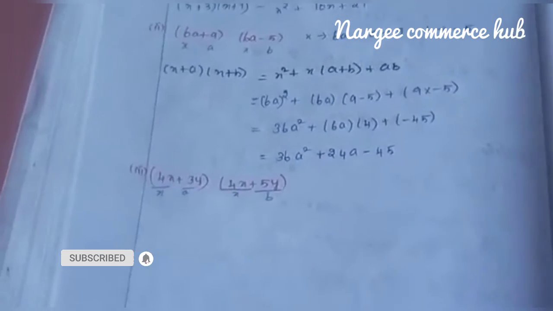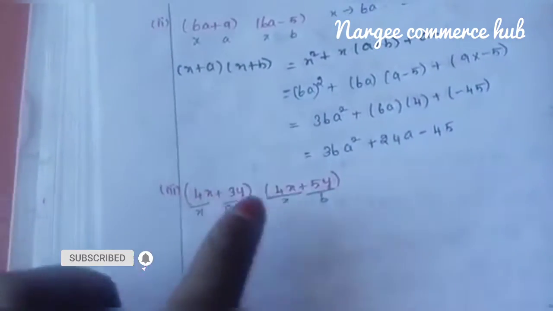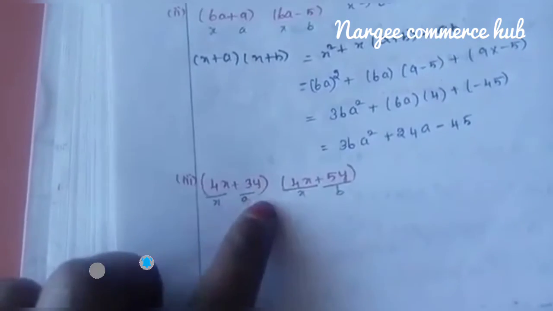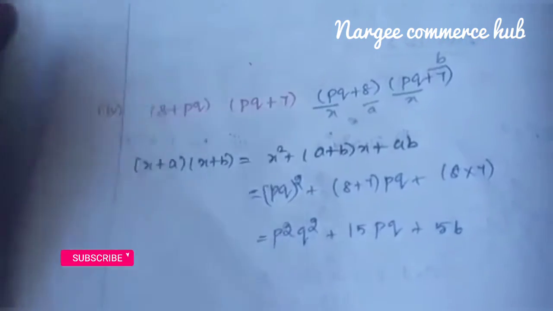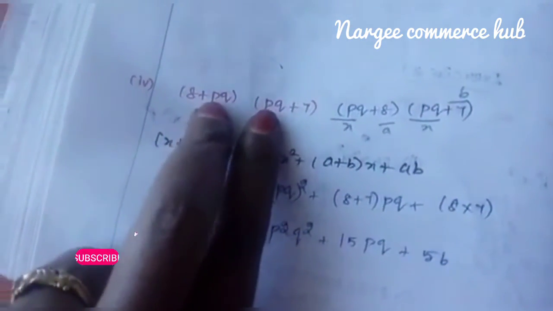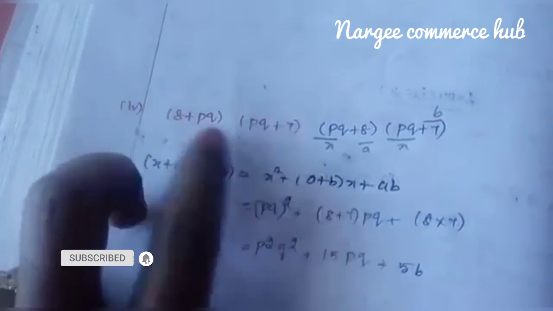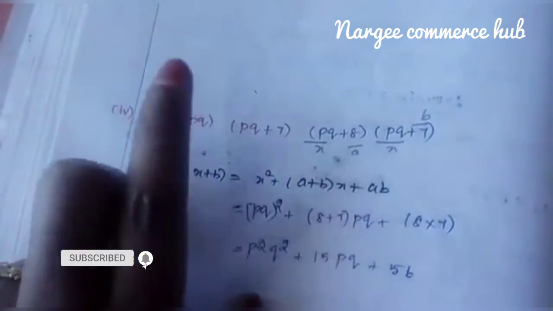Next sum: 4x plus 3y, 4x plus 5y. Here the repeated value is 4x, so that is x, a equals 3y, b equals 5y. Complete this as your homework sum. Next sum: 8 plus pq, pq plus 7. The same value we know is the x value. A is 8, b is 7. Write it in the format pq plus 8, pq plus 7.